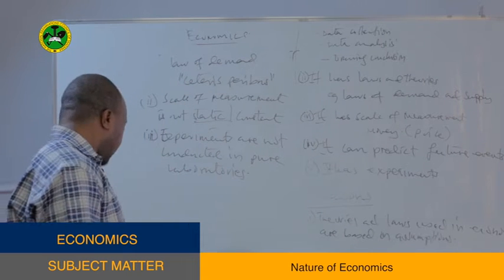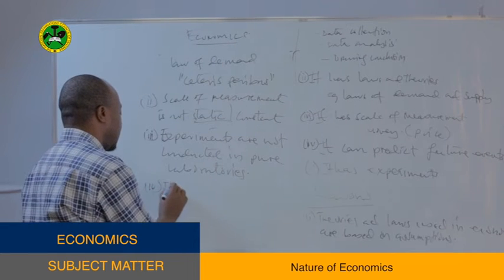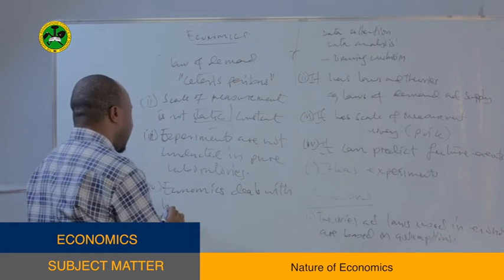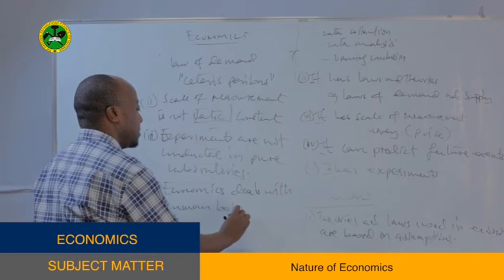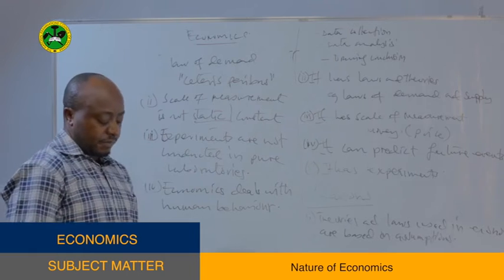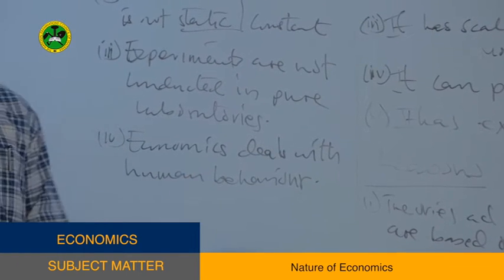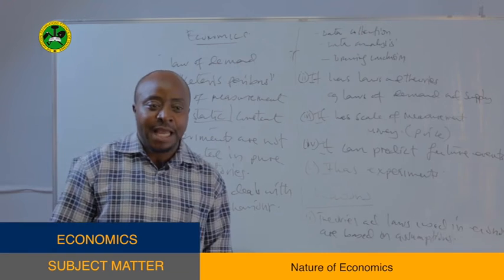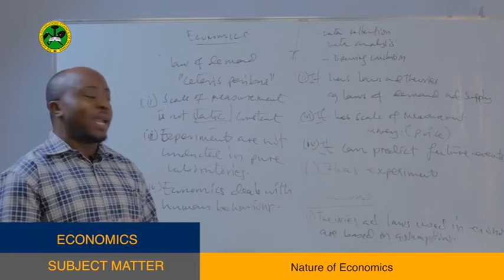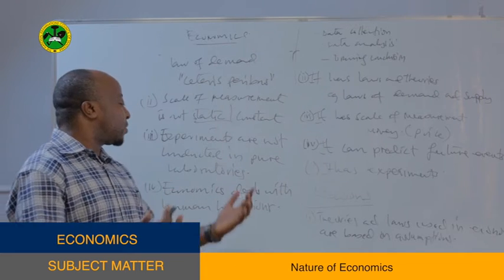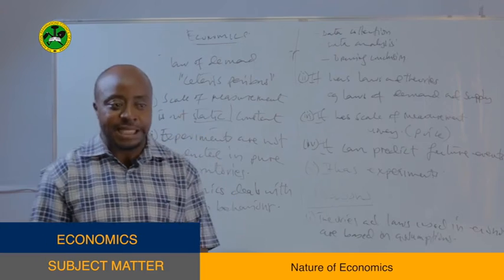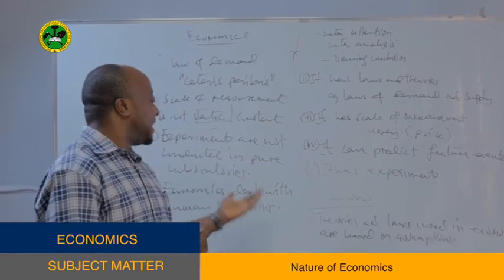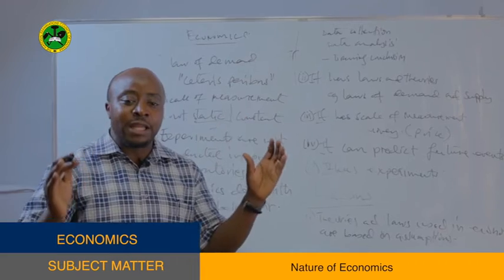And the last one, we say economics deals with human behavior. Another reason why economics is not considered a pure science is because this subject is dealing with human behavior. Remember, human behavior is dynamic. There is no uniform way you can define human behavior. So if the discipline is dealing with human behavior, it is not easy to consider it a science, because there is no uniformity. Human behaviors change from time to time. They are not static, they are dynamic.